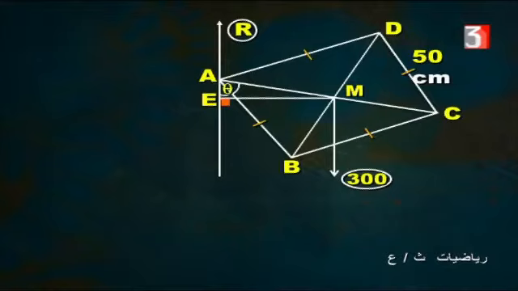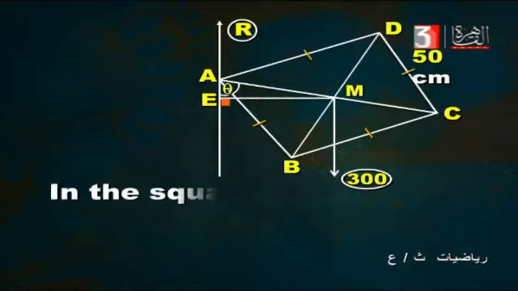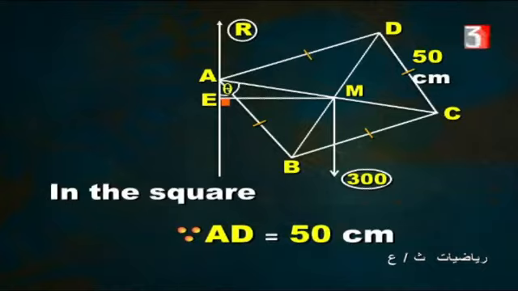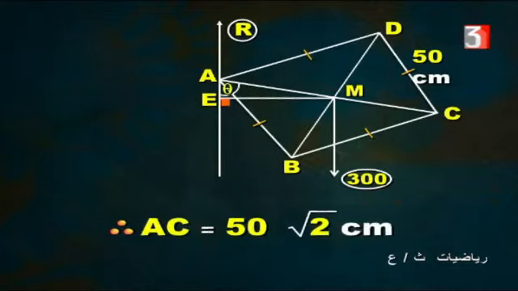ABCD is a lamina shaped as a square suspended at A. The lamina, its weight is 300. We know that 300 and R form a couple. This couple equals 300 times ME. We know that from the given there is an equivalent couple. AD, the length of the square, is 50 centimeter, and the diagonal AC is 50 root 2. This rule: if we have a side length of the square 50 centimeter, then the diagonal is 50 root 2 centimeter. Diagonal equals side times root 2.